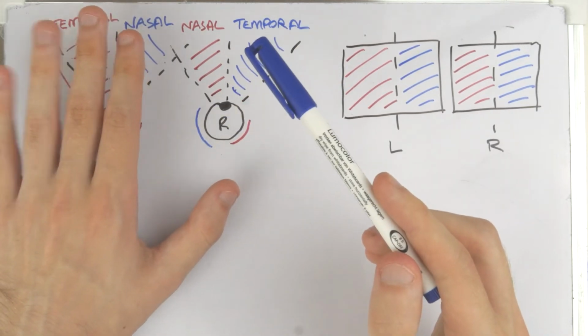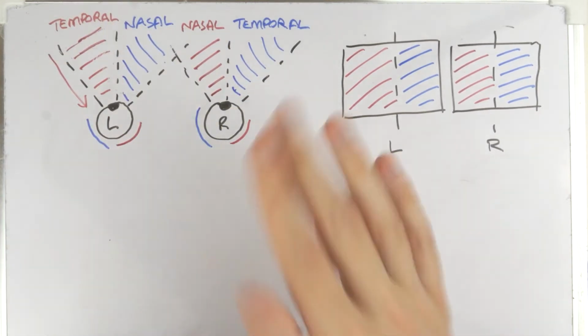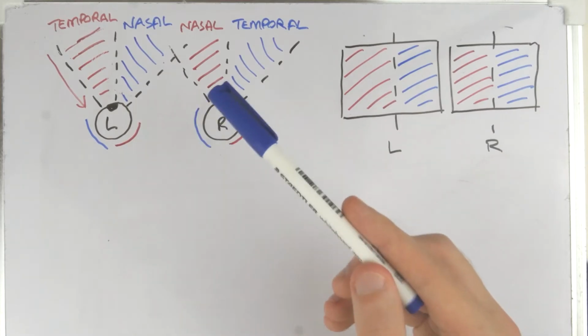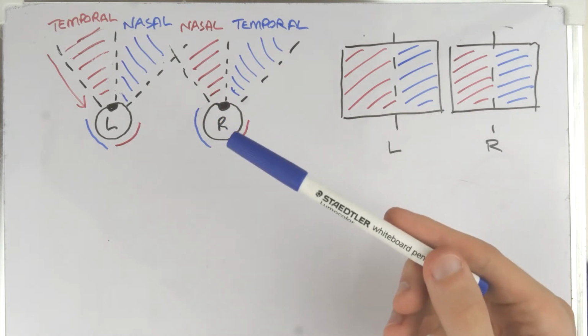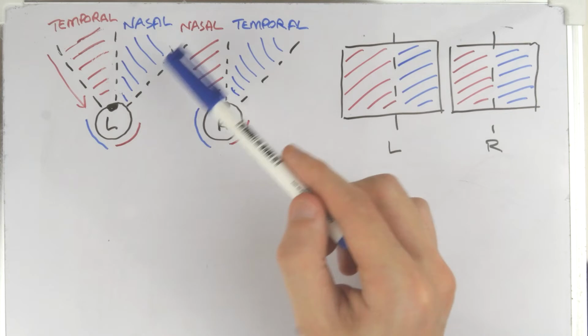You don't need the left eye to see things on both sides of you. And the same is obviously true for the right hand side. Basically, if you're struck blind in one eye, you can still see all the things that are in front of you, albeit with reduced depth perception because we don't have this crossing over here.